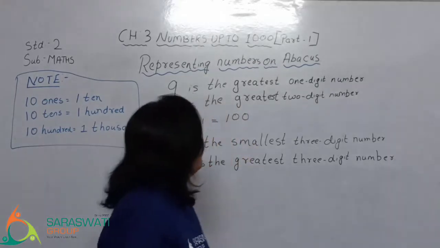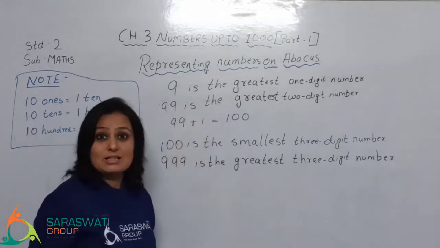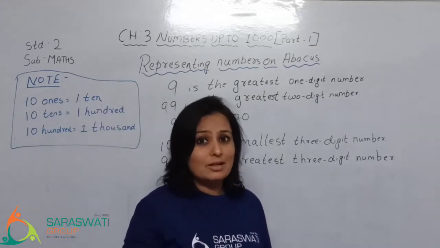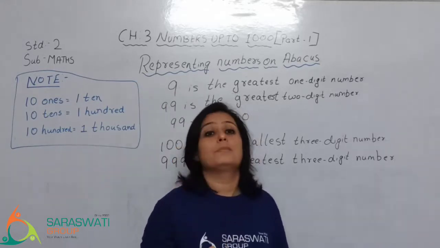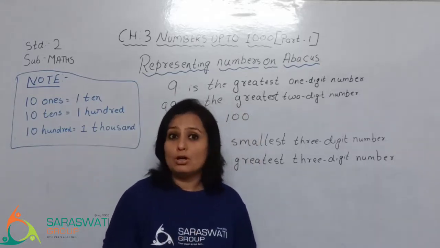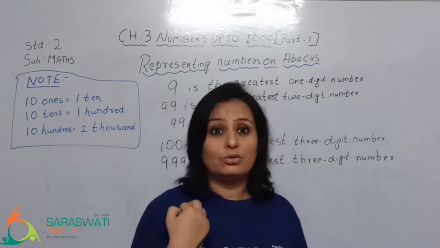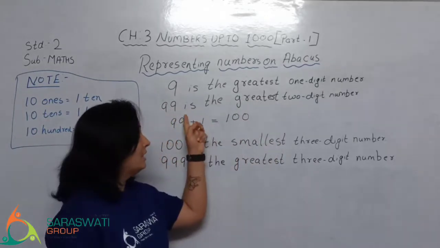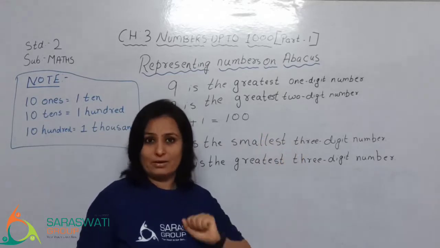Next, 99 is the greatest 2 digit number. सिमिलरली जैसे 9 1 डिजिट नंबर सबसे बड़ा है, 99 2 डिजिट नंबर में सबसे बड़ा है. क्यों? Because after 99 what comes? 100. तो 100 तो 3 डिजिट हो जा रहा है, राइट? इसका मतलब क्या हुआ? 99 is the greatest 2 digit number, right?